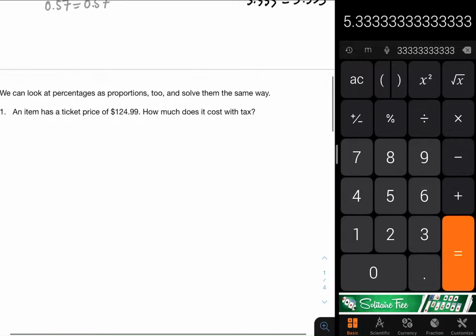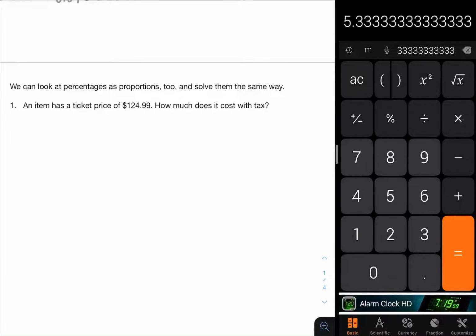When we're solving problems with percent, we're going to use the same idea. We can look at percentages as proportions too, so that we can solve them the same way. So if an item has a ticket price of $124.99, how much does it cost with tax?